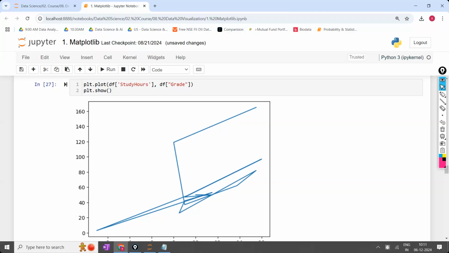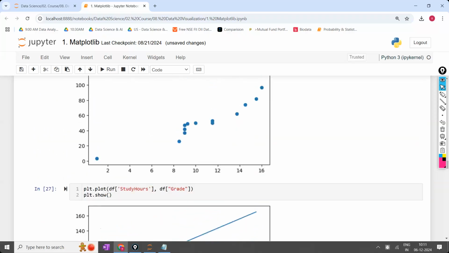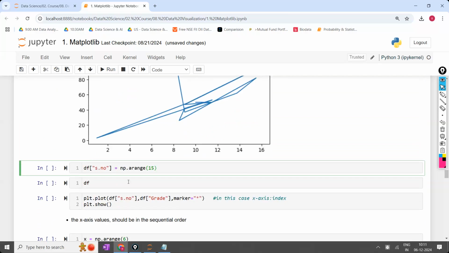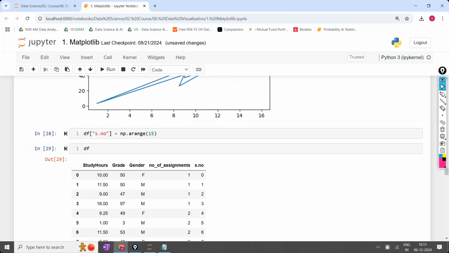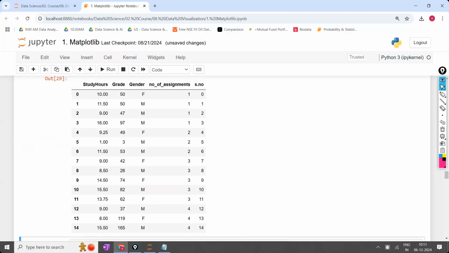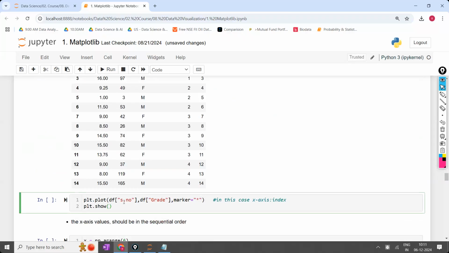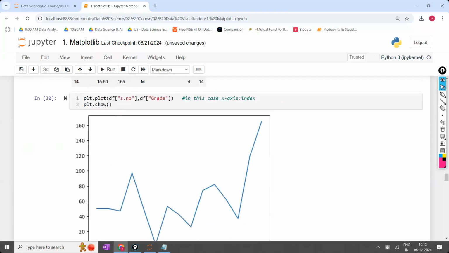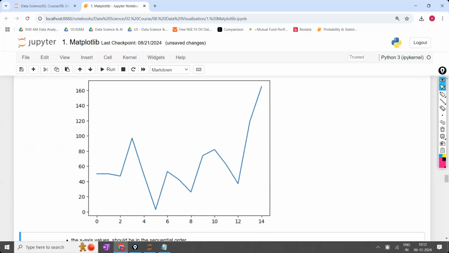So what we have to do is apply a line plot only with sequential data, when it is in order. For that, I'm going to create a new column with np.arange(15). np.arange(15) means 0 to 15. It is going to create a separate new column from 0 to 15, like this. This column has continuously increasing numbers only. Now let us apply the line plot between serial number versus grade. Now this line plot has meaning.